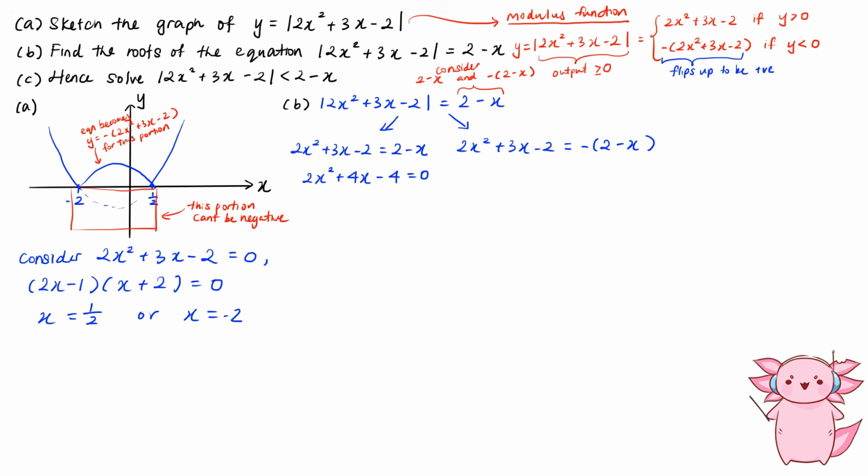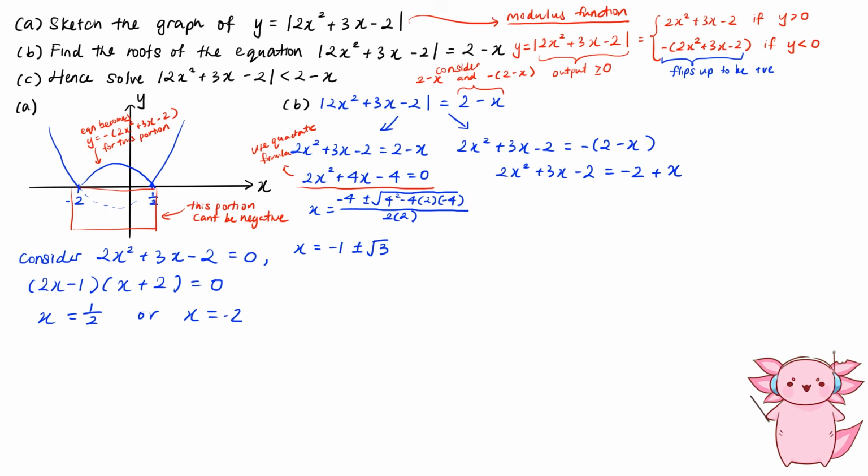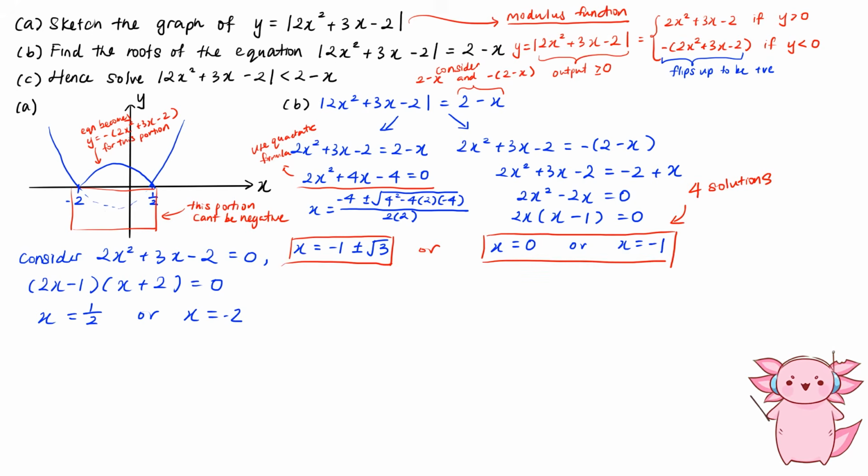To solve for x, since this quadratic equation can't be factorized, we have to apply the quadratic formula to get -1 plus or minus square root of 3. Then for this equation, we factorize out 2x and we can get x is equals to 0 or x is equals to -1.